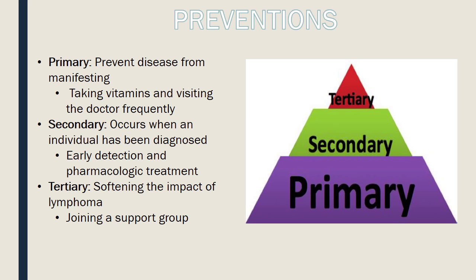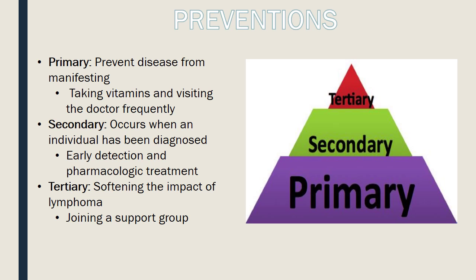Prevention of lymphoma can occur at 3 different levels. The primary level is implemented to prevent the disease from manifesting. This can be accomplished by taking vitamins to boost your immune system, eating a healthy diet, washing your hands, and visiting the doctor frequently for cancer screenings.